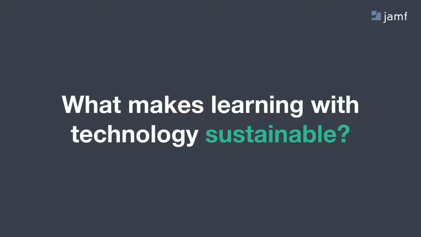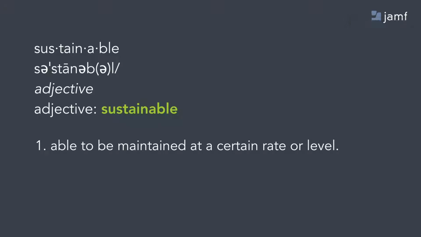So the question often comes up, what makes learning with technology sustainable? By definition, sustainable means able to be maintained at a certain rate or level. I really want to focus in on the words rate and level, because as we think about what technology is able to do in our classrooms, we have to make sure that we have the latest and greatest products available to our students and staff, and that they're able to operate at a level where they can have the latest version of iOS and take advantage of all of the latest software features that Apple has to offer.